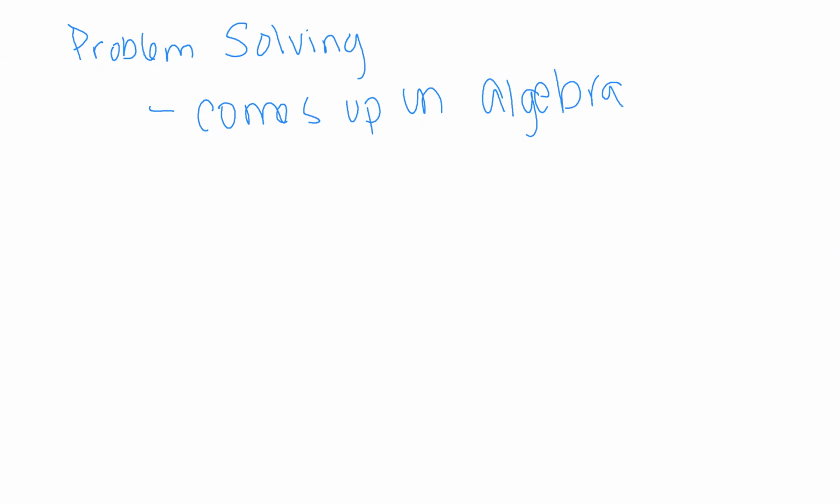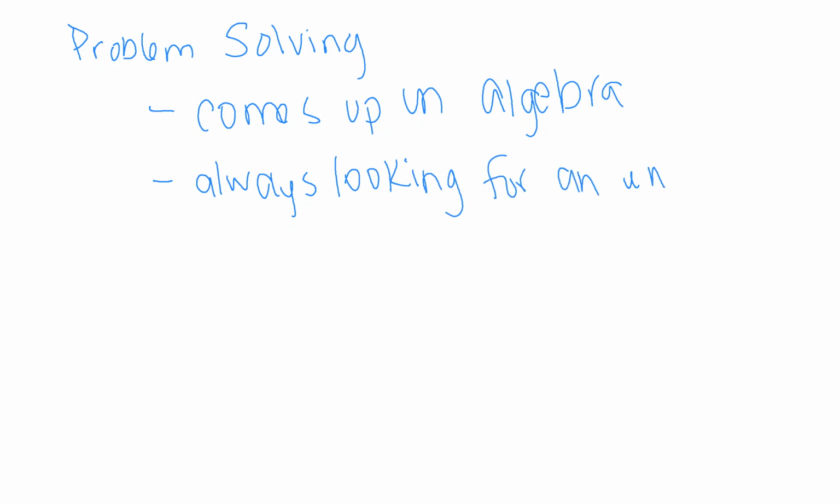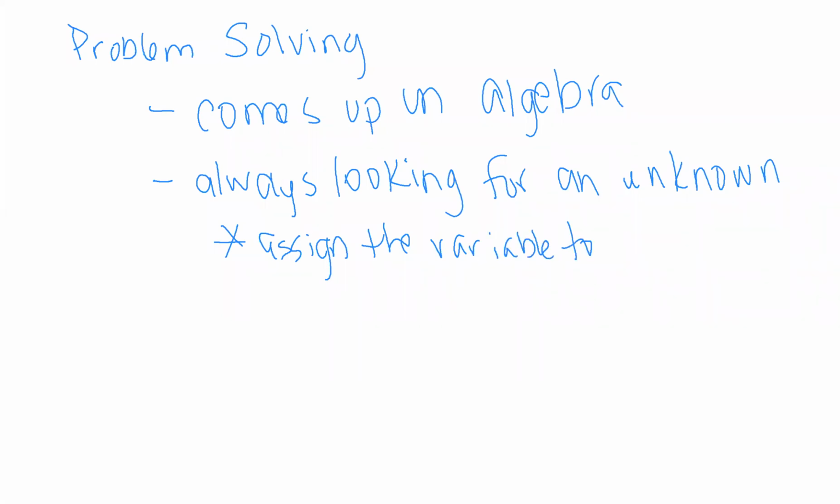And the thing that's tricky in algebra is you have some kind of unknown piece, okay? So problem solving comes up in algebra. You're always looking for an unknown. And when you do this introduction to algebra, like when you're solving linear equations in one variable, which is Unit 9, you have to assign the variable, okay? And that's kind of the biggest piece here: assign the variable to what you know nothing about.